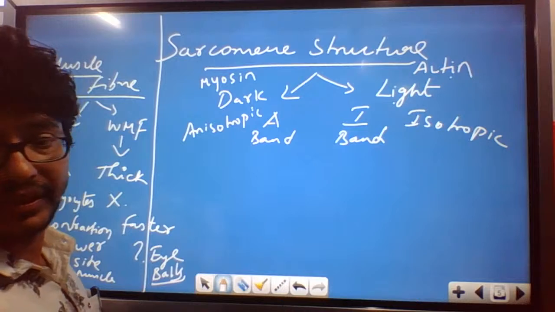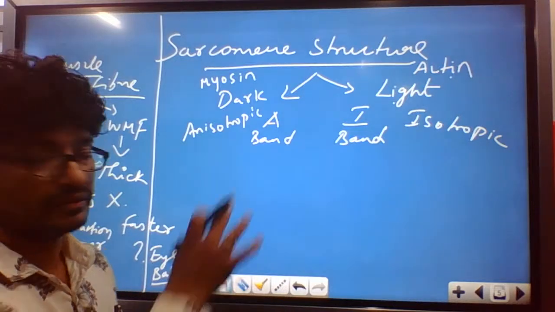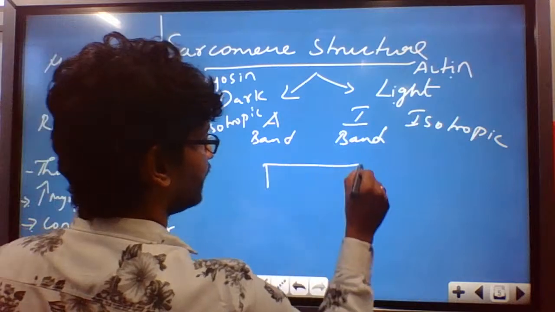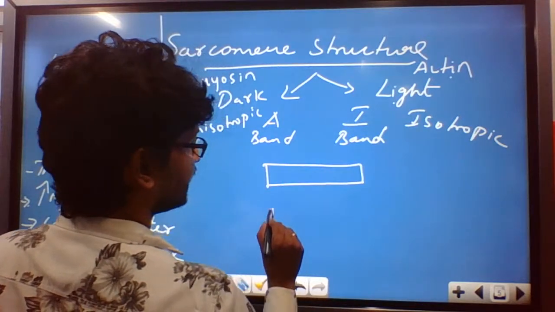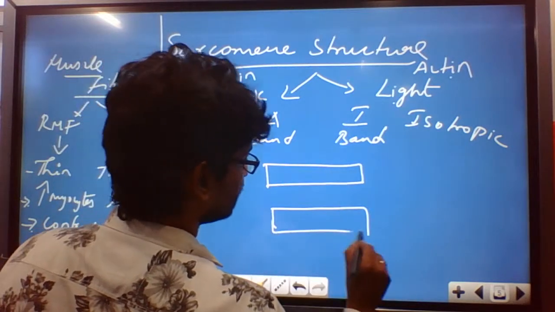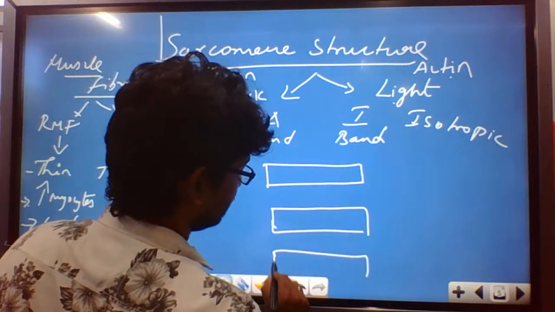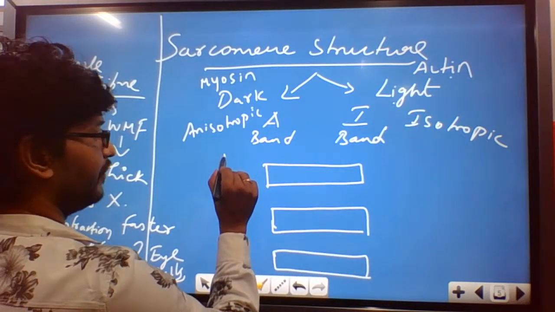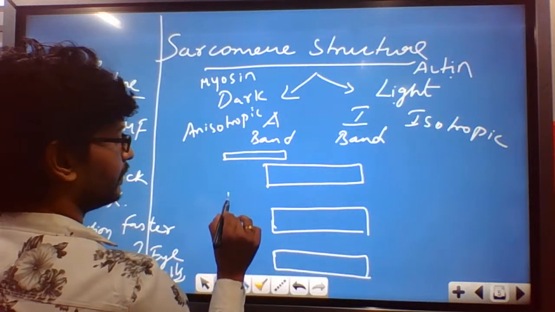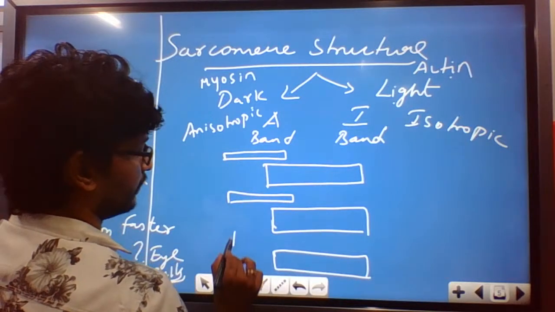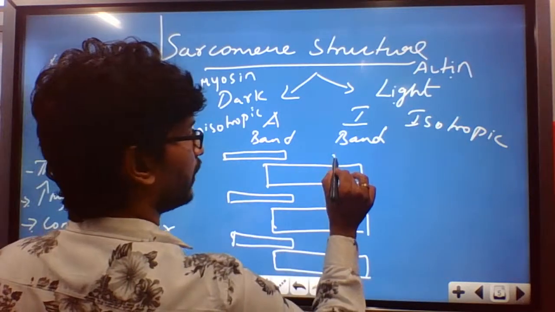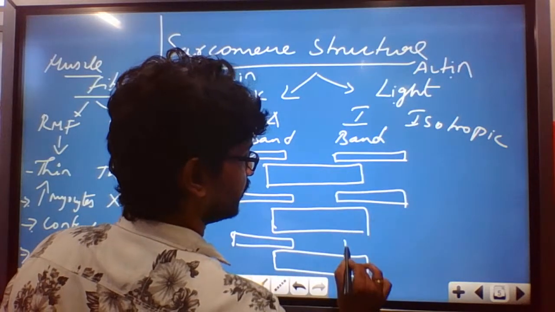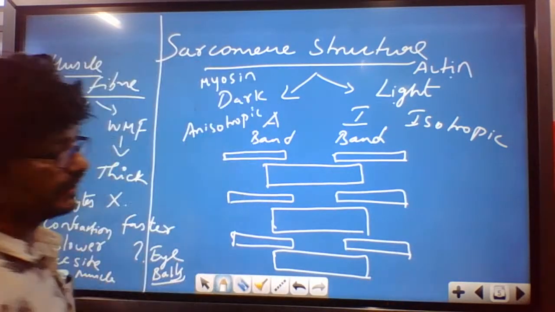If I make the diagrammatic representation of the previous slide I just showed, for your better understanding, I will draw and explain how these bands, I mean the sarcomeres, look like. For example, this is the I band. This is the A band. In between, you could see the H band. It seems to be overlapping, like this. You could see the A band and you could see the I band.